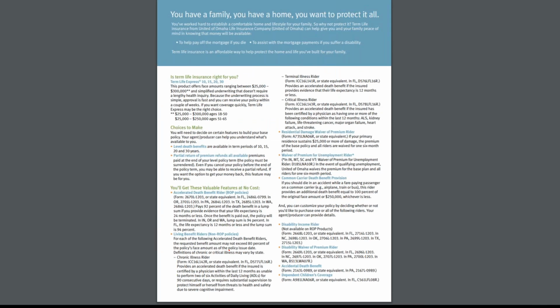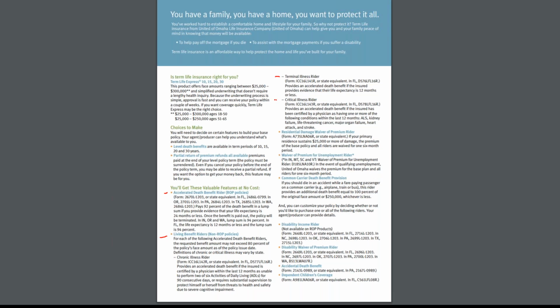Guys, this is just a highlight of some of the things we've already mentioned. I'll just go over this again real quick. Remember, the policy comes with the accelerated death benefit. Also has the living benefit riders for non-ROP policies. You've got the terminal illness, and this gives you the definition. All this stuff is available, and like Jimmy said, it's actually on the actual application itself. You can just read it.